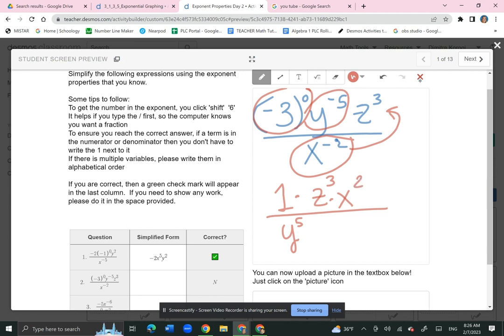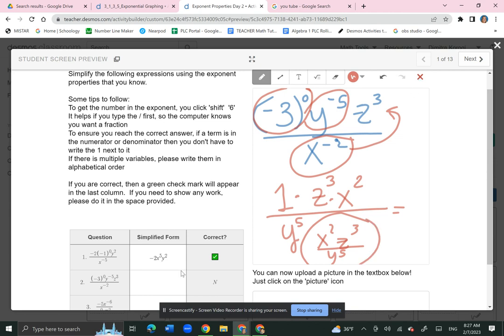Then remember that 1 times anything is whatever the anything is. So we can rewrite it without the 1. So I get z raised to the power of 3. Oh, we want x first. x raised to the power of 2 times z raised to the power of 3 divided by y raised to the power of 5. And that should be right.